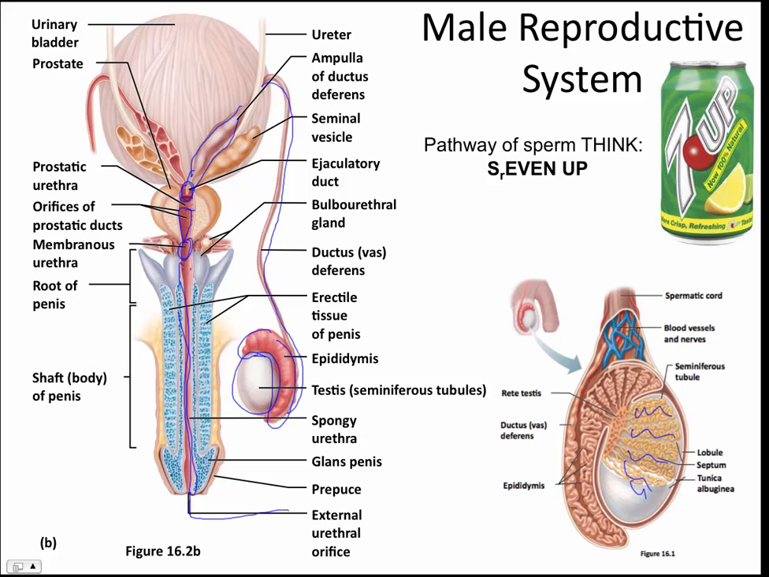Now the way I remember the pathway of sperm from maturation to release through the penis is by the mnemonic 7-up. So you'll never think of 7-up the same way again. Okay, starting off with S, this is for the seminiferous tubules, and this is where the sperm is first produced. It's then emptied into the rete testes, which is the R down here. And then sperm maturation occurs right above the testes at the epididymis.